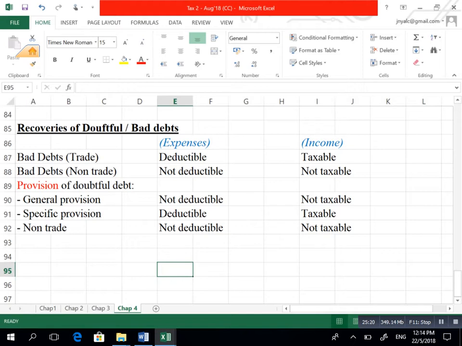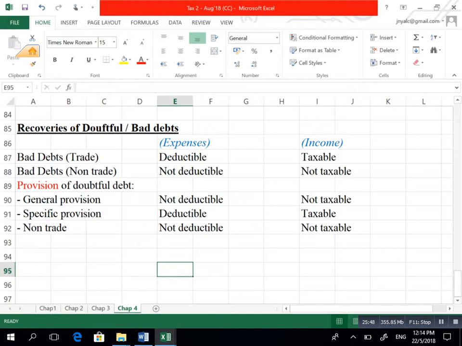Right? Now the second one is actually bad debts again also, but can you see in bracket, I mentioned non-trade. Non-trade means not related to business. What is an example that is not related to business? Lend money to friends. Alright, yes, you can say so. You lend the money to an outsider, right?